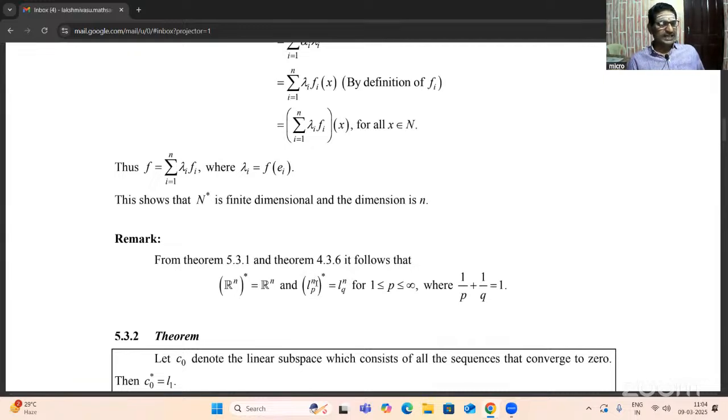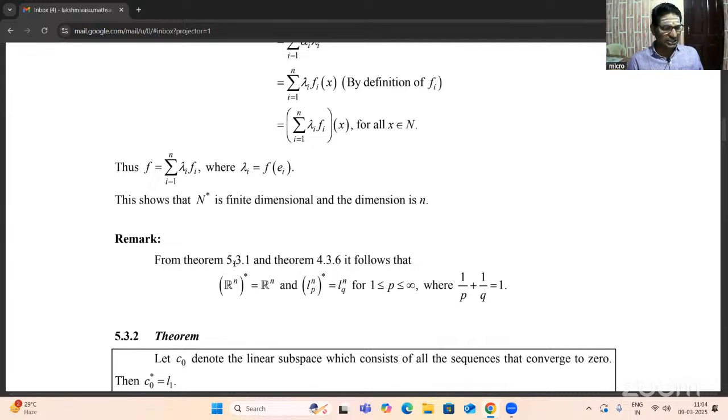LP means the linear space whose dimension is n; that is also represented as LP. The conjugate of LP of n is also equivalent to LQ of n, n dimensional on LQ. Here P lies between 1 and infinity. The condition is how to derive the dual of LP of n equal to LQ of n.